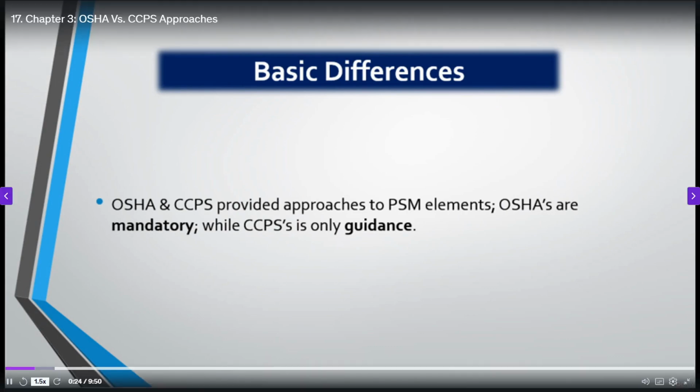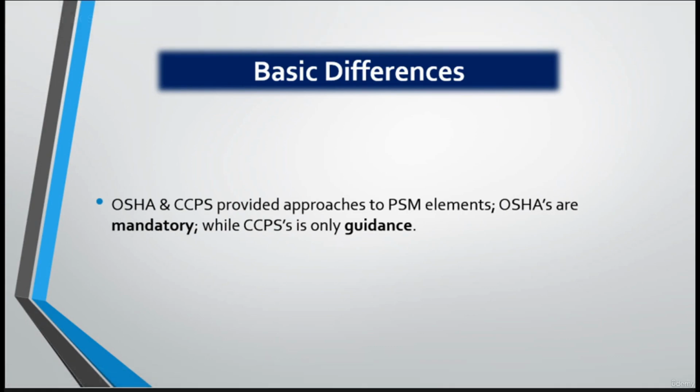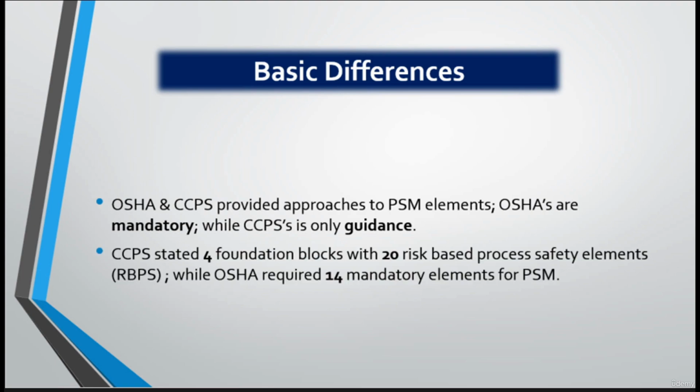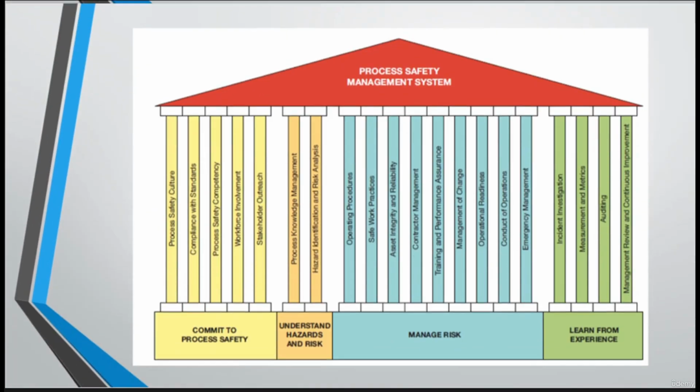Number 1, USHA and CCPS provided approaches to PSM elements. USHA's are mandatory for implementation, while CCPS is only for guidance. CCPS stated 4 foundation blocks with 20 risk-based process safety elements, while USHA required 14 mandatory elements for the PSM. So now you have 20 risk-based PSM elements and USHA's are 14. I will illustrate to you the 20 risk-based process safety elements with the blocks on the next slide.